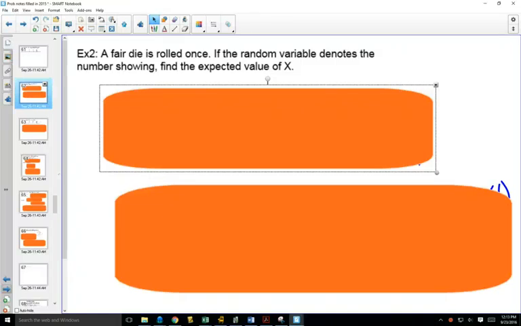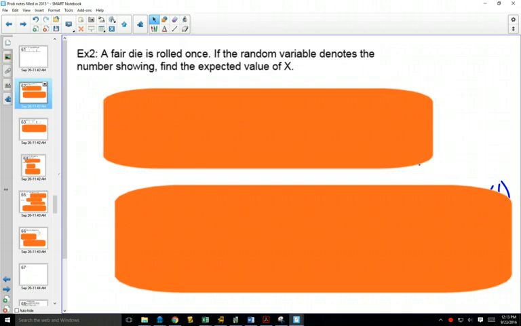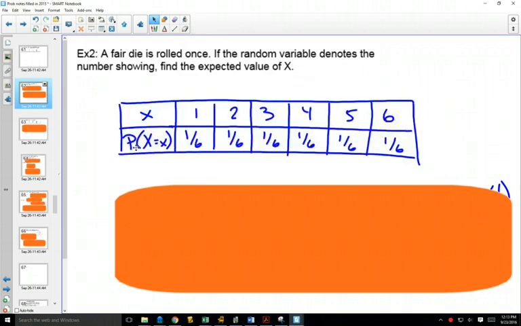So again, expectation is the average, what you would expect to happen, and our formula for finding the expectation of something is just multiplying each event by its probabilities and adding them up. So for this example, if we looked at rolling a die once, you would have the possibilities 1, 2, 3, 4, 5, and 6, and we could make a probability distribution chart of that. And each of the probabilities would be 1 out of 6.